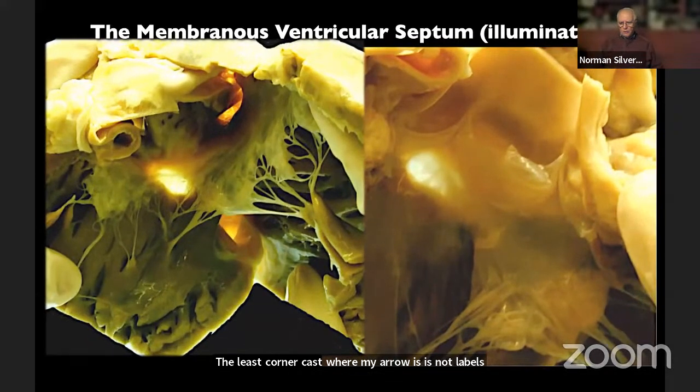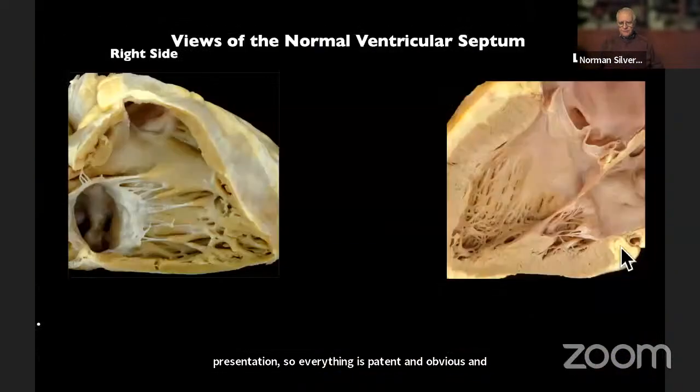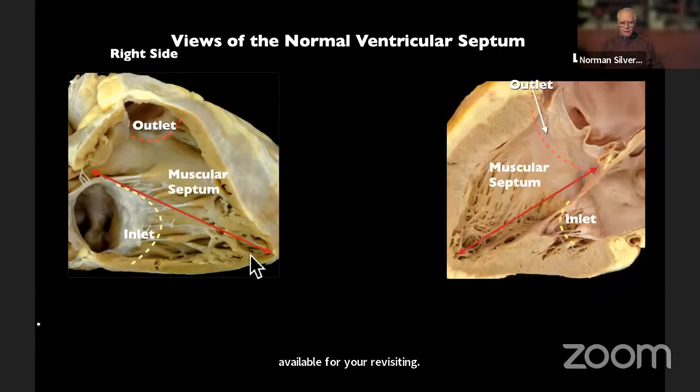And now for all of those of you who are looking at this on a smartphone, I've zoomed this up as I have in the presentation. So everything is patent and obvious and available for your revisiting. Okay, so we have left and right heart, and this is the apical four-chamber cut over here.